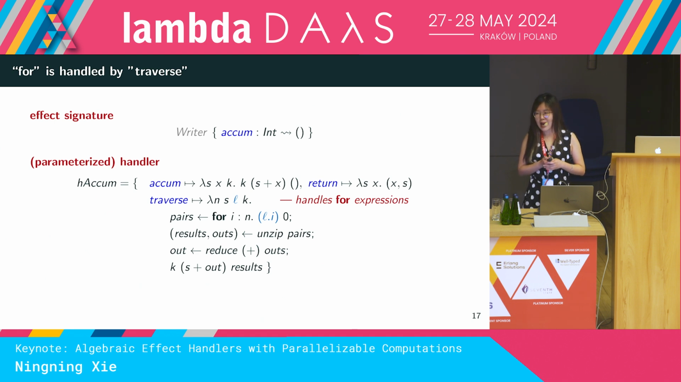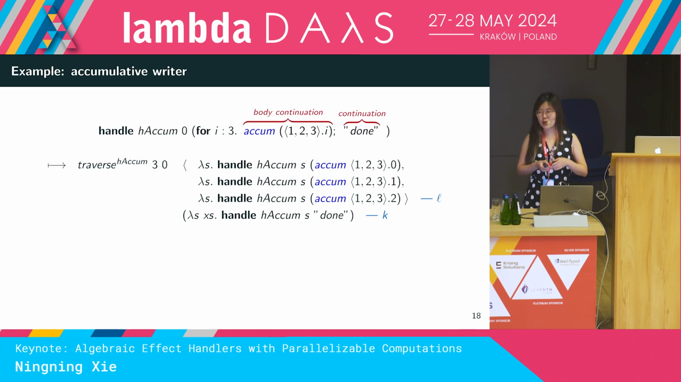To demonstrate how this accumulative handler is actually applied to handle this previous computation, let's go through the evaluation derivation of this program step by step. First, if we are going to handle a for expression using a handler, we are going to get the traverse clause from the handler. In this case, we name it traverse haccum, and we provide 4 arguments. First, the length of the for expression, in this case 3, and the initial handler parameter, in this case 0, and an array of body continuations.